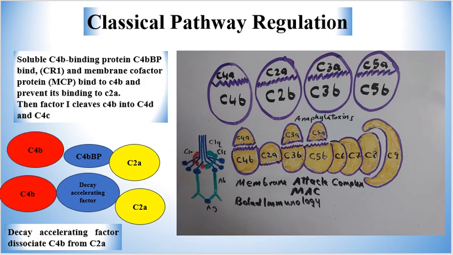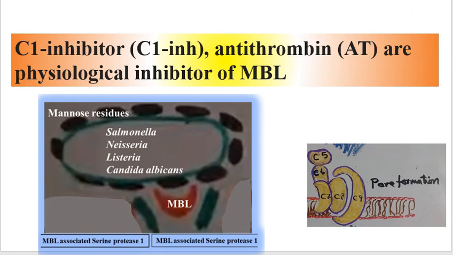And as can be seen here, in the classical pathway there are other proteins, for example C4b binding protein, and this interferes with binding of C4b to C2b. This is C4b2b, so this will stop the further activation of the complement. And also in the classical pathway, the decay accelerating factor plays the same role by preventing C4b from binding to C2b.